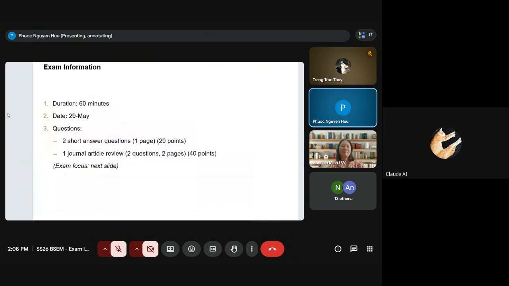For the short answer question, you should write around 0.5 to 1 page. And for the journal article review, each question you should have about 1 to 1.5 pages of answer. And you have 60 minutes for 60 points.